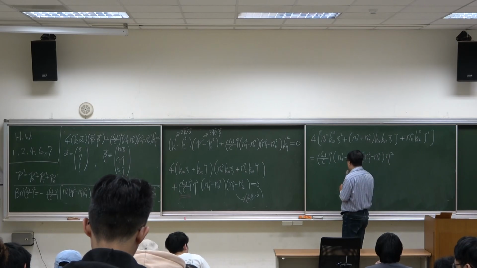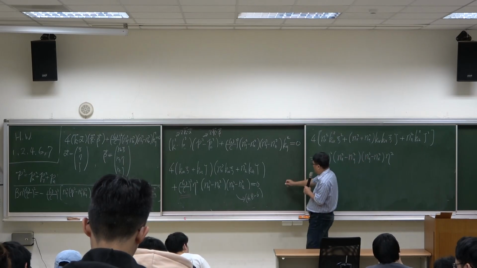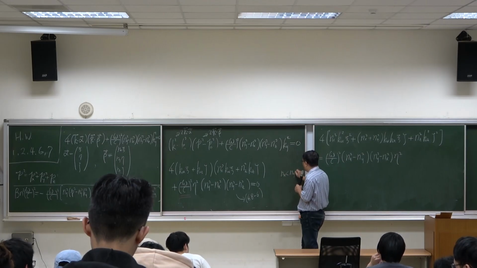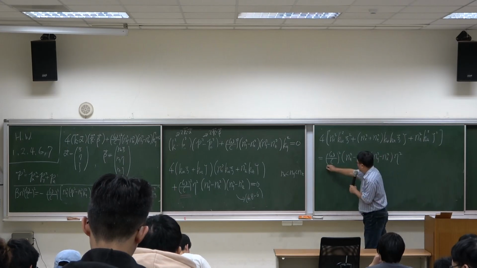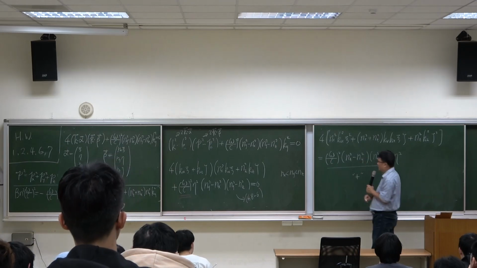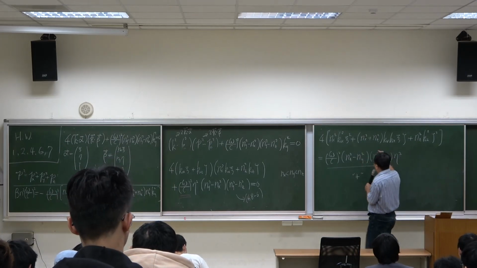So you see that since we assume that nx is smaller than ny and ny is smaller than nc, this coefficient is positive. Okay. And how about this one?